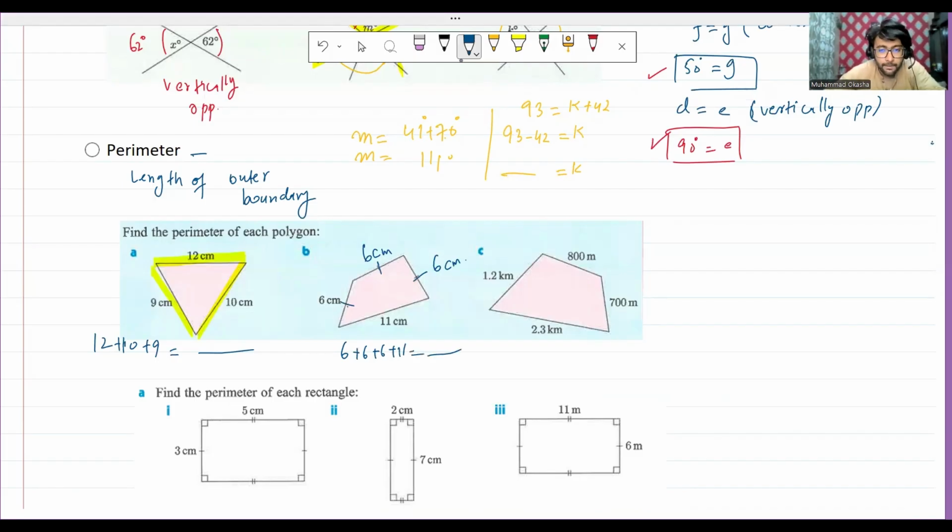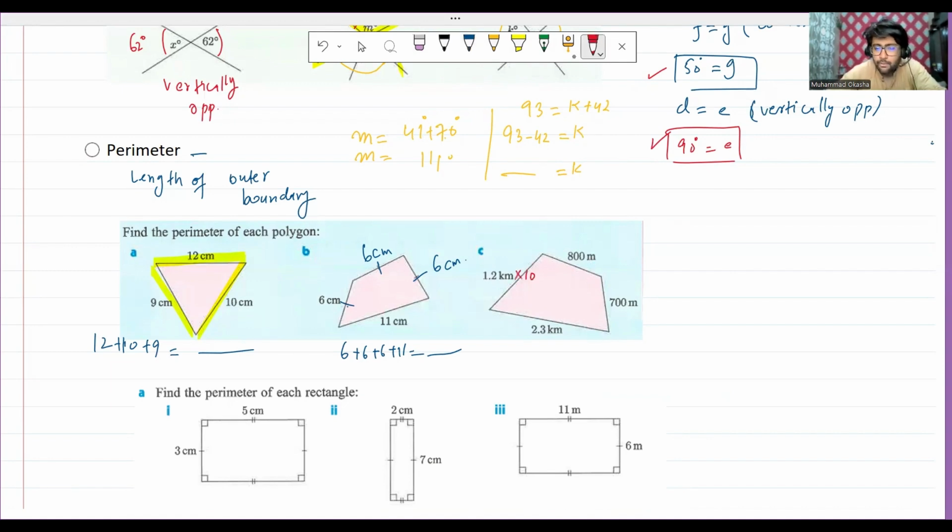Similarly, be careful here. This is 2.3 kilometers. This is 2.3 kilometers. This is 800 meters. This is 700 meters. Okay. So you can't just add them like that. You have to make sure that you're all in the same units. So I'll convert everything into meters because that's easier.